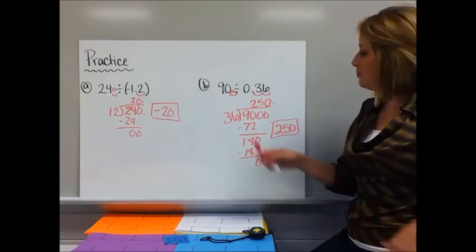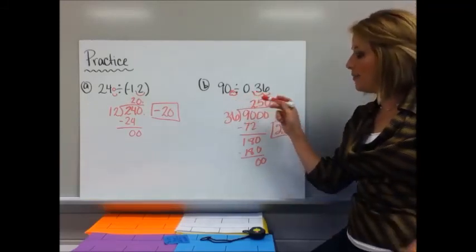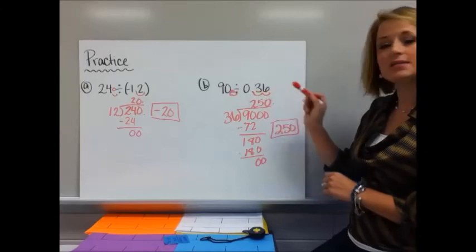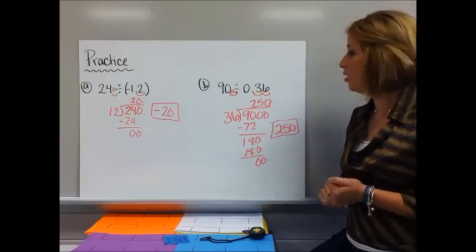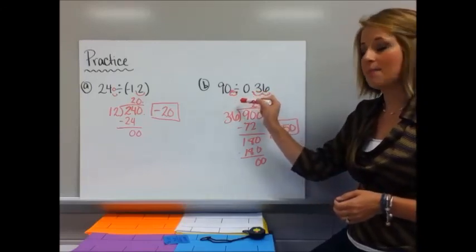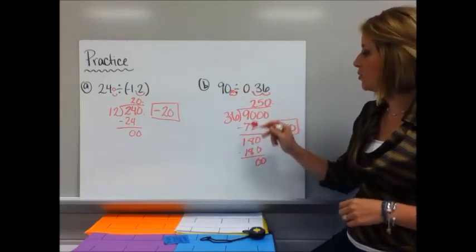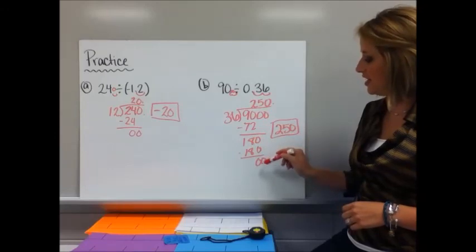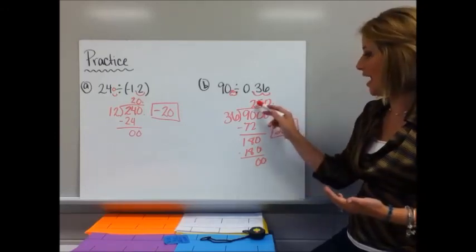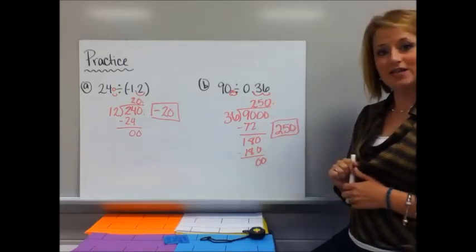For practice B, 90 divided by 0.36. I have to move the decimal over 2 spots to make 36 a whole number. Do the same thing over here, and I'm having to annex 2 zeros. Same situation, when I divide out, I get 25, but yet I still have a 0. I have to put that in again, and I get 250.